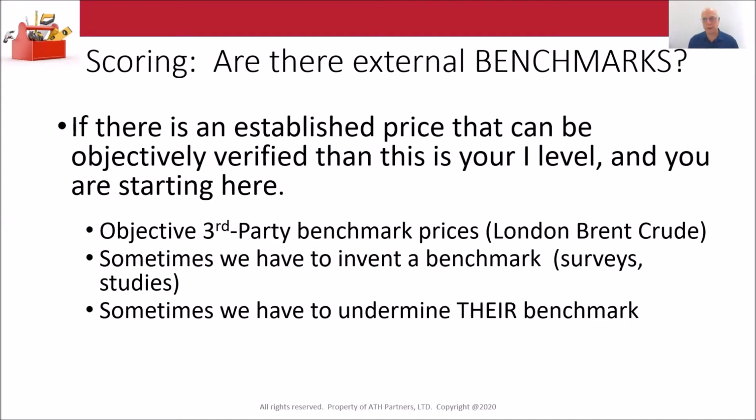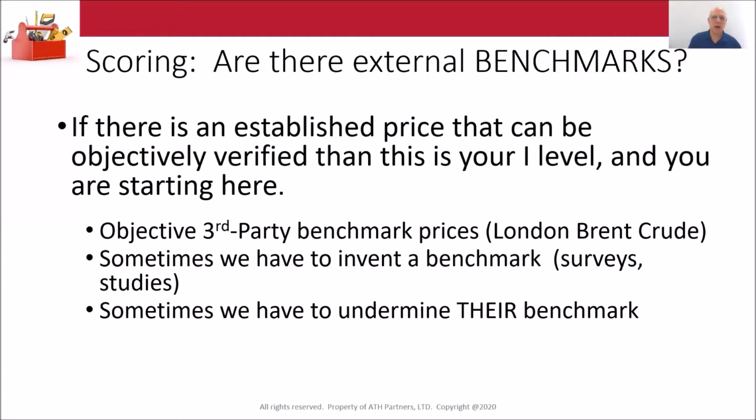So the example I often use for an objective third-party benchmark is the price of oil. The price of oil doesn't really vary. It is what we sometimes call fungible, which means one barrel of London Brent crude is the same as any other barrel of London Brent crude. And I can go to any website, any financial website or financial newspaper and look up yesterday's closing price of London Brent crude, and it will be the same everywhere. And it will be widely accepted. And if I'm selling oil, that's great.